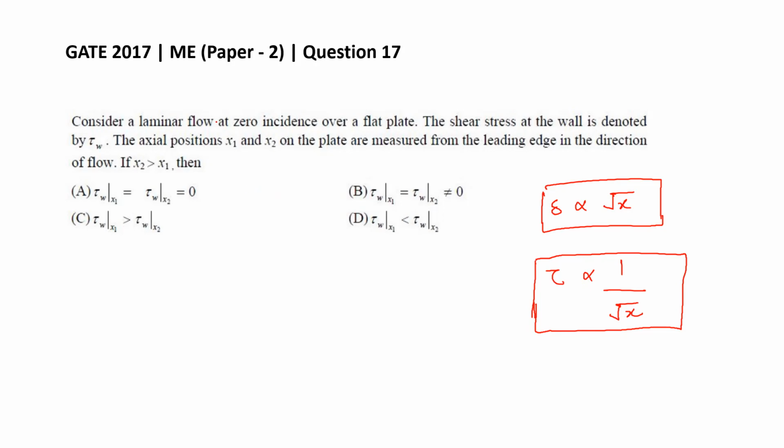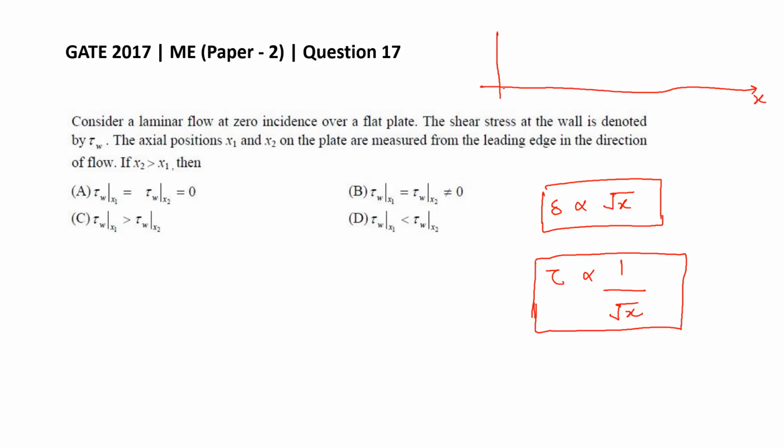So I'll read the question. Consider laminar flow at zero incidence over a flat plate. Basically, same configuration, horizontal flow. The shear stress at the wall is denoted by tau W. The axial positions x1 and x2 on the plate are measured from the leading edge in the direction of the flow. If x2 is greater than x1, so seems like C. Yeah, I think you are right.